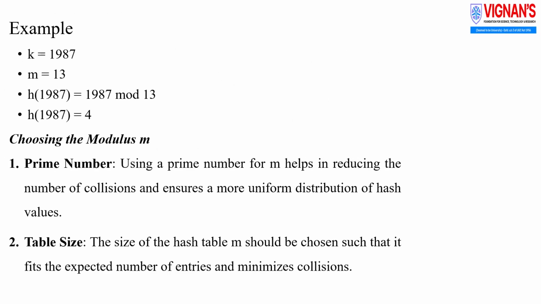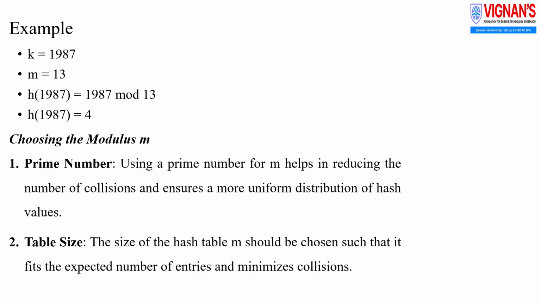Let us look at an example. Let the key be 1987. Let the table size be 13. The hash value is calculated as h(1987) = 1987 mod 13. The result is h(1987) = 4.